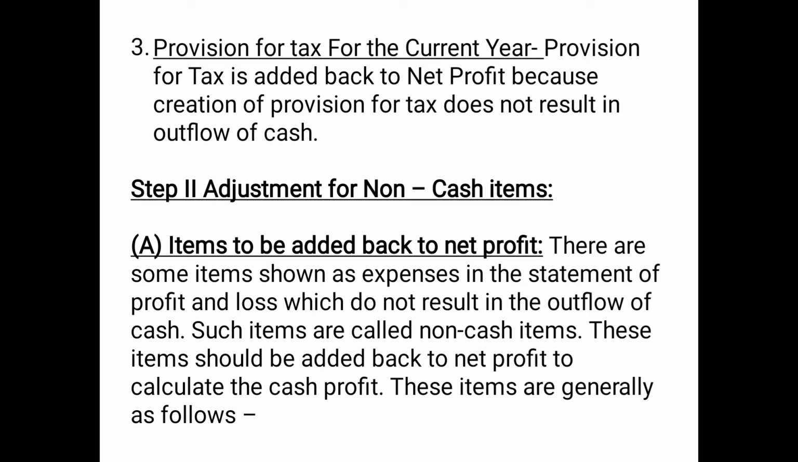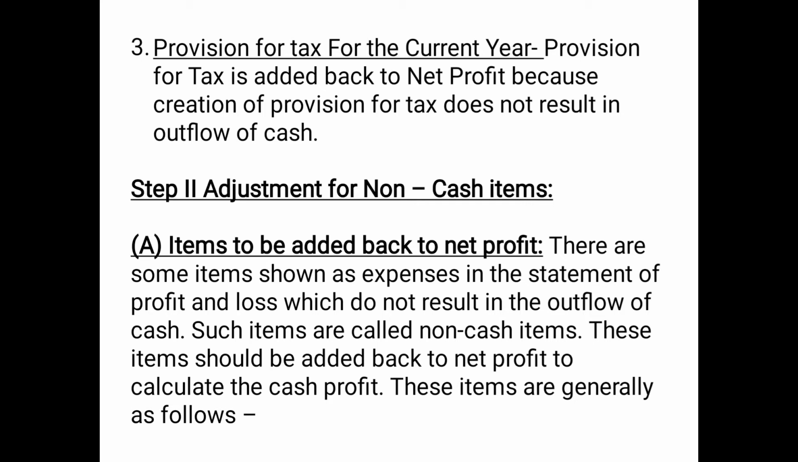Just now, ultimately the liability is not occurring, therefore it is not an outflow, and because you have transferred it out of profit, you must have deducted it in the statement of PL. That's why you need to add it back. Now, this was step 1, determination of net profit before tax, discussed in detail.